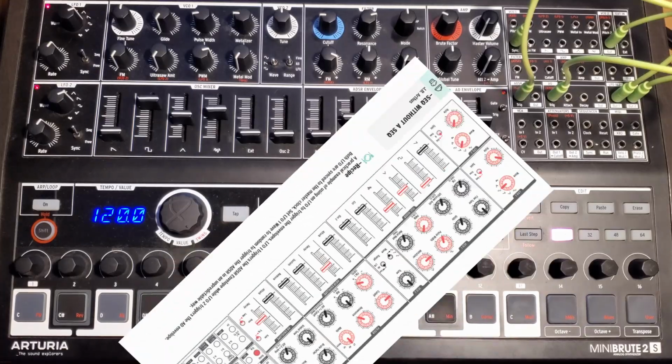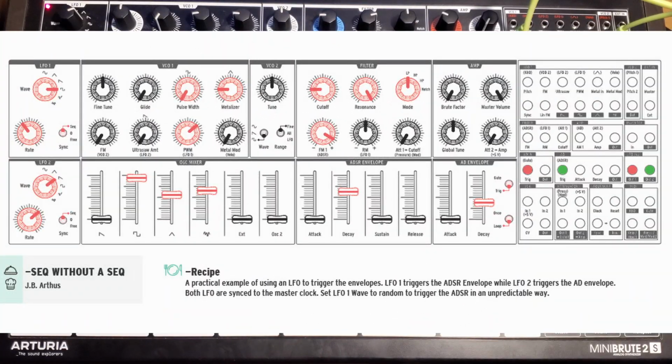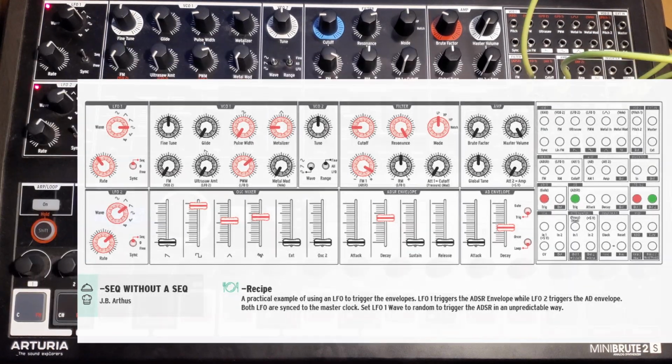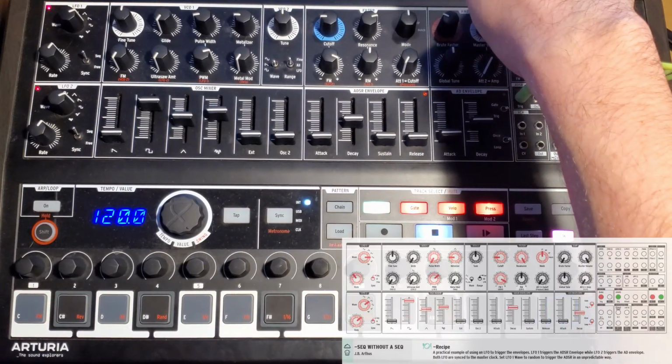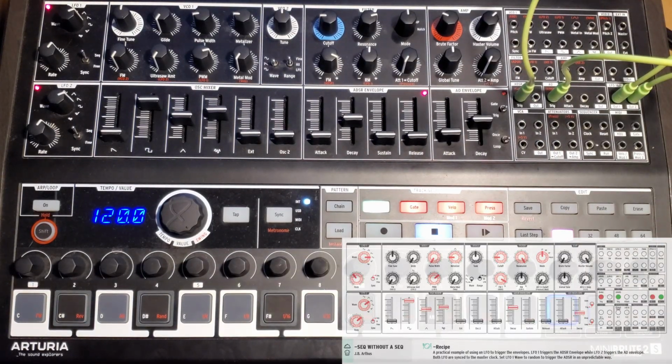Today's episode is the sequencer without a sequencer. This is a practical example of using an LFO to trigger the envelopes. LFO1 triggers the ADSR envelope, while LFO2 triggers the AD envelope. Both LFOs are synced to the master clock. Set LFO1 wave to random to trigger the ADSR in an unpredictable way. This is kind of what it should sound like. Something along these lines.